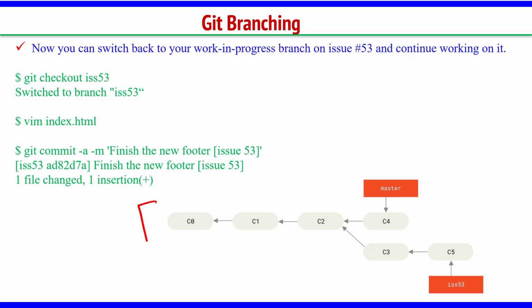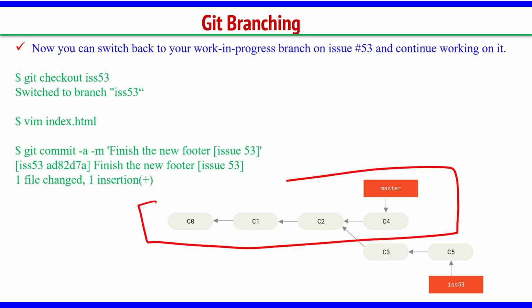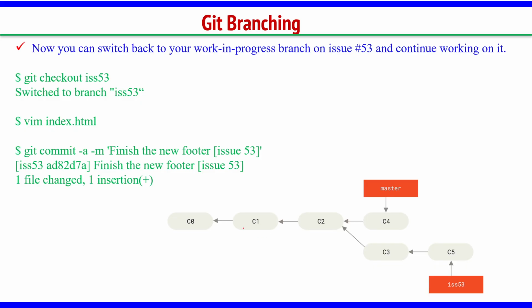See here now, just observe this diagram. See, C0, C1, C2, C4, and this is my master. What is C4? That hotfix, that issue I made. This is all perfectly fine. Okay, right? Now, you can switch back to your work in progress branch.